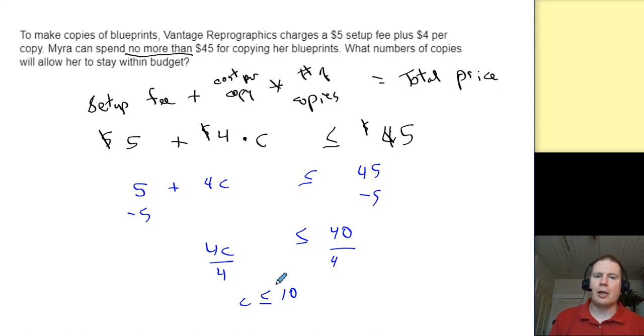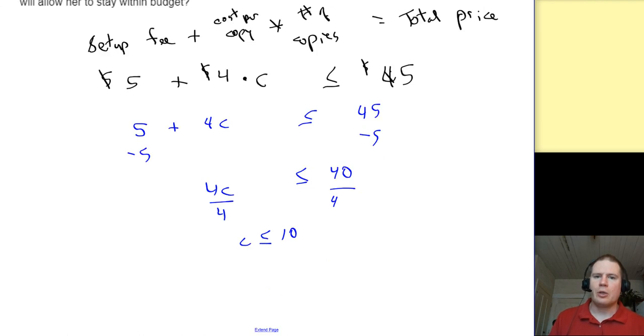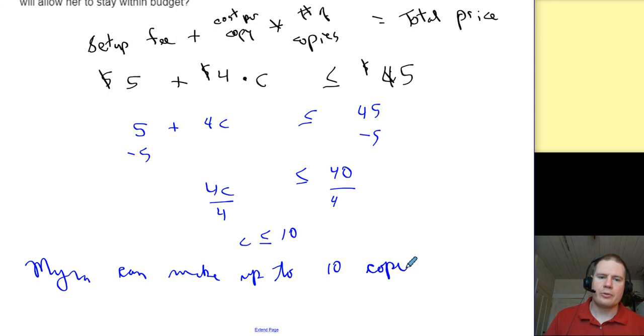If she makes fewer copies than that, great. She won't spend as much money. So what numbers of copies will allow her to stay within her budget? What's her name? Myra. Myra can make up to 10 copies. And I think we all understand what that sentence means in the real world.